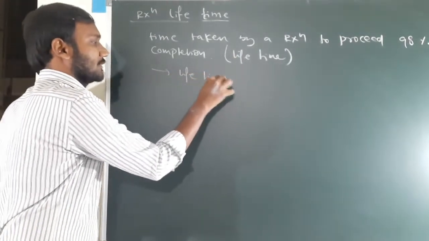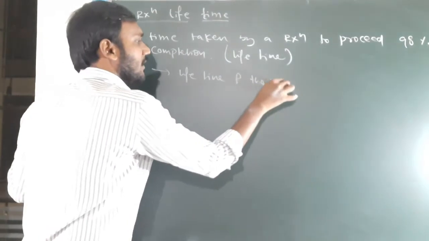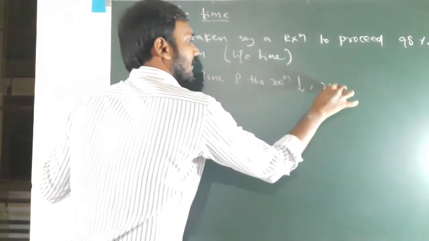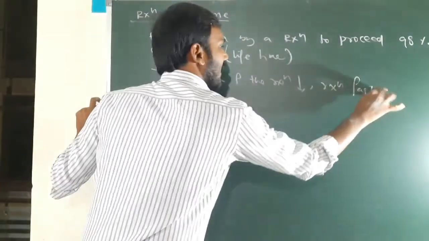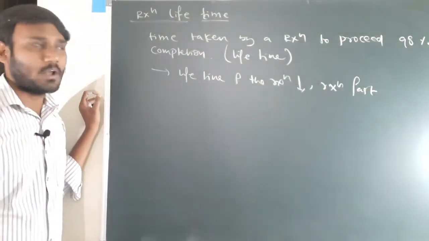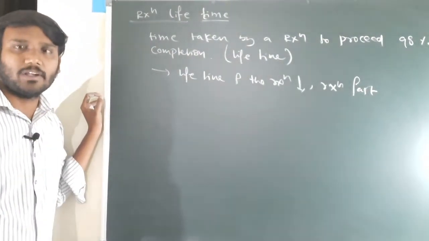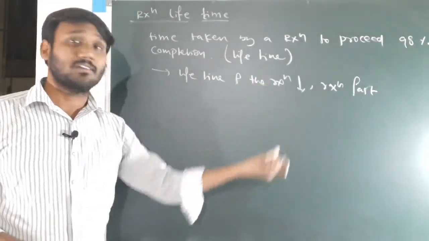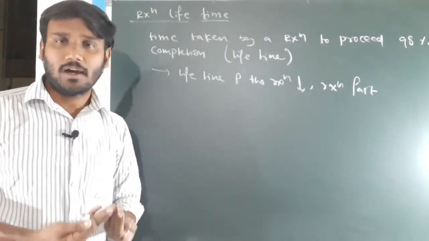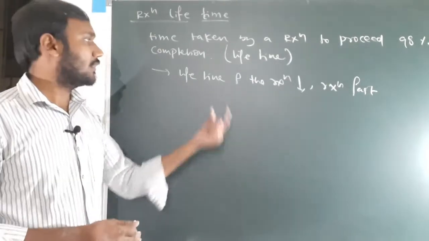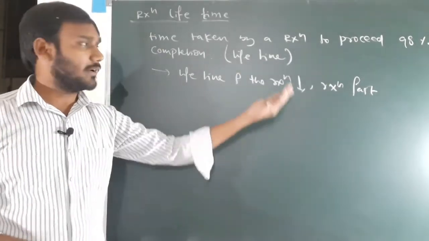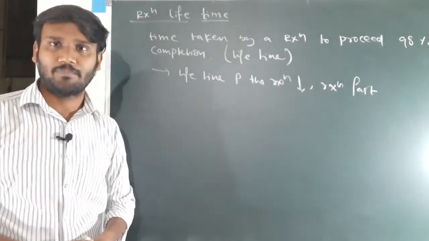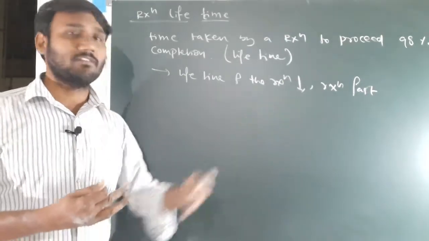If the lifetime of the reaction is lesser, we can say the reaction is very fast. We use this lifetime to identify the various types of reactions: one reaction is very fast, another is very slow, another is average. If the lifetime of the reaction is less, the reaction will be fast. If the lifetime of the reaction is more, the reaction will be slow.